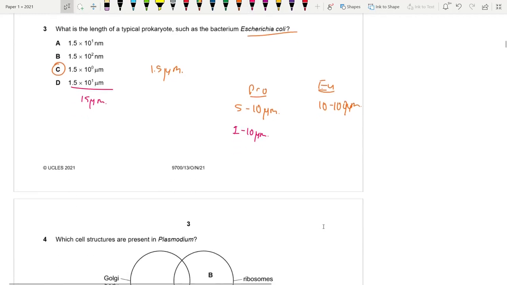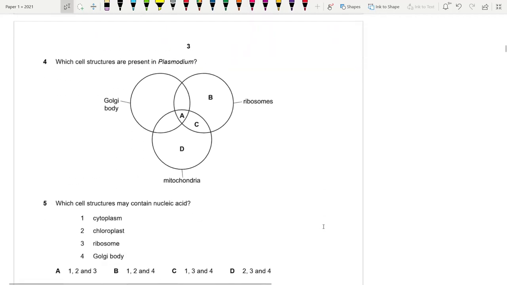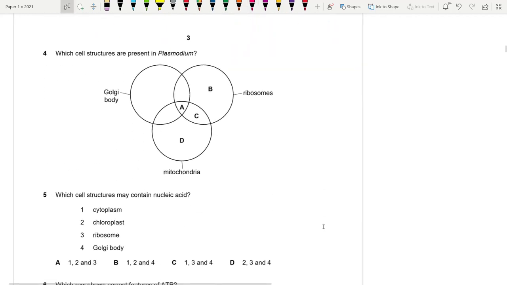Moving on to 4. 4 should be what are present in Plasmodium. So remember, guys, prokaryotes do not have.